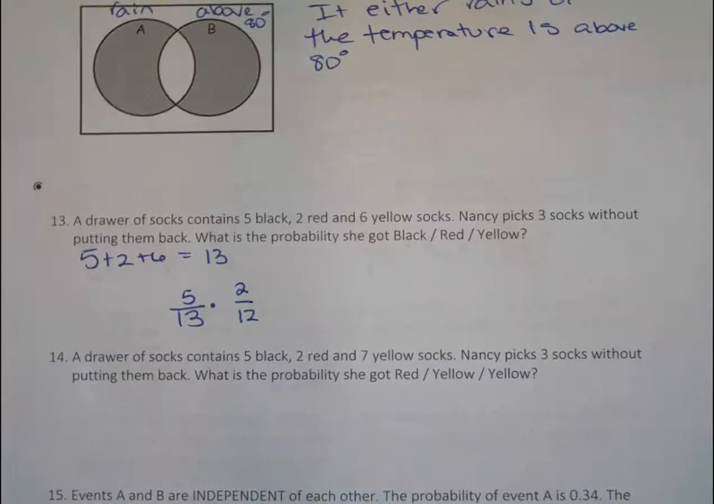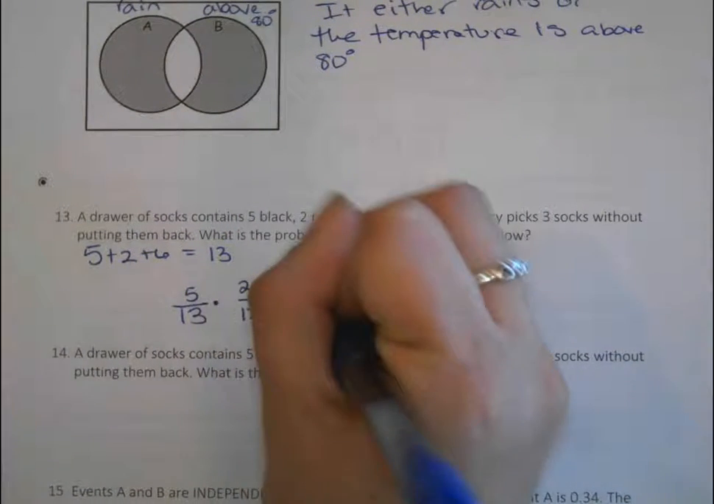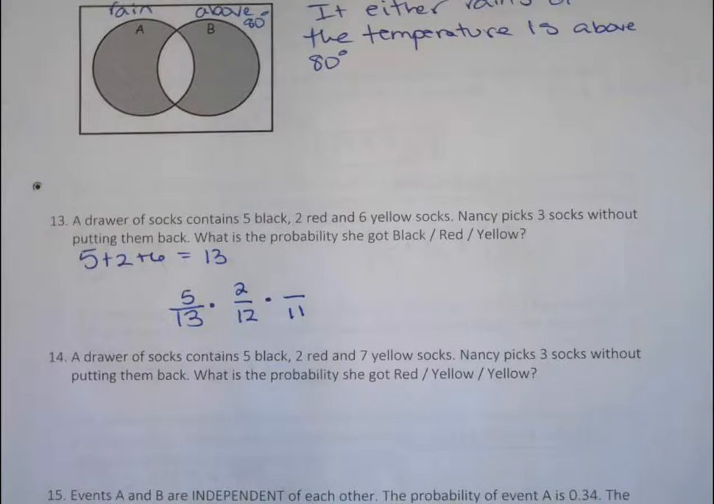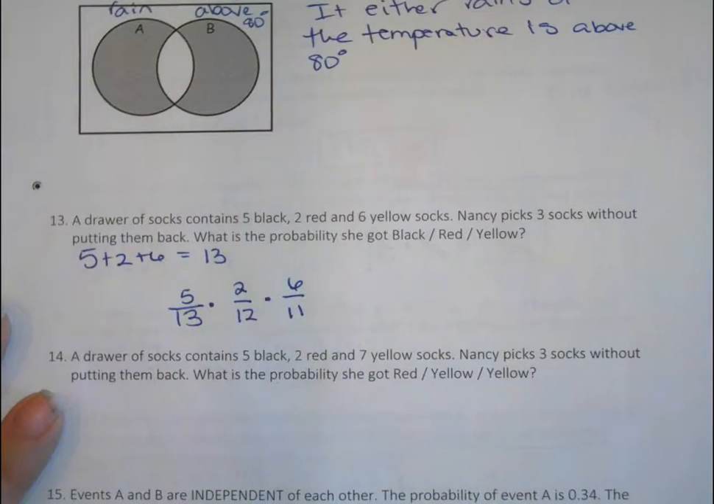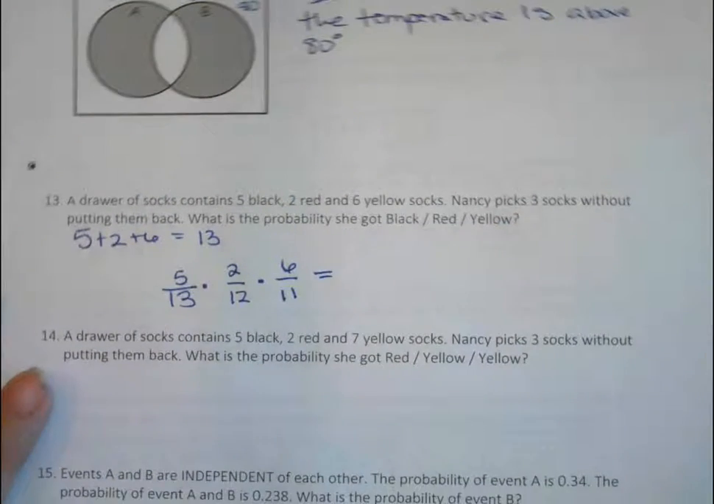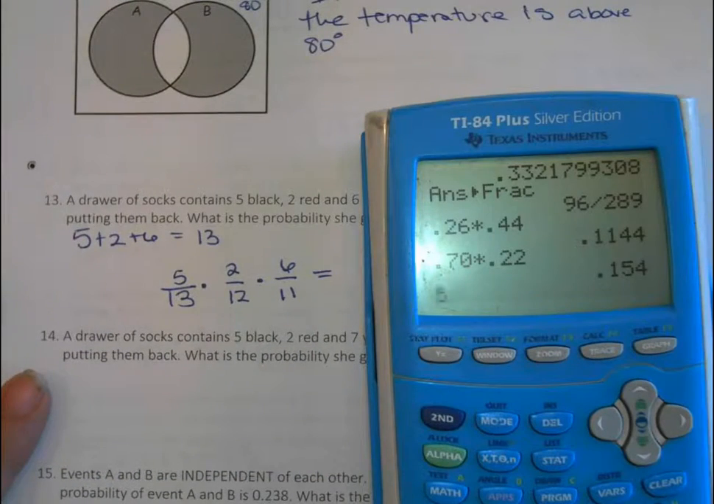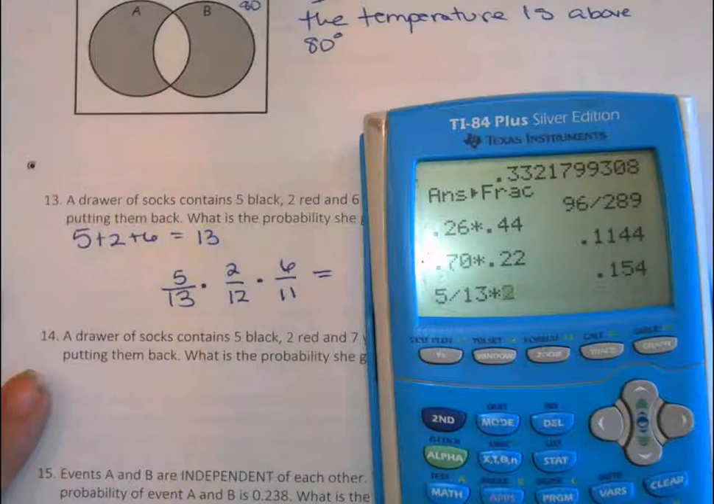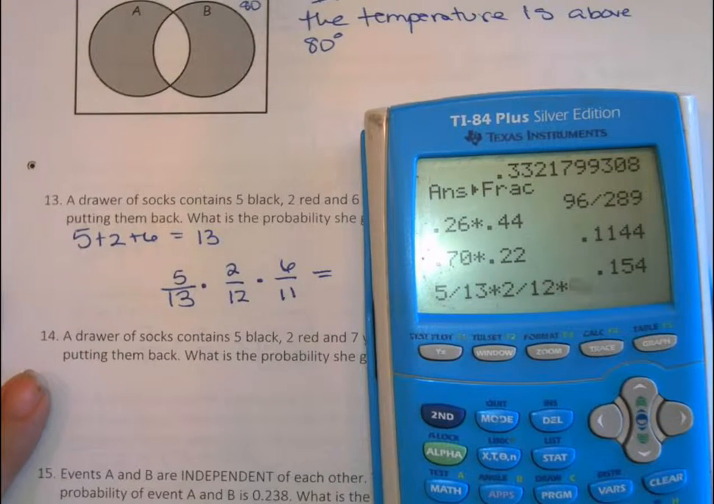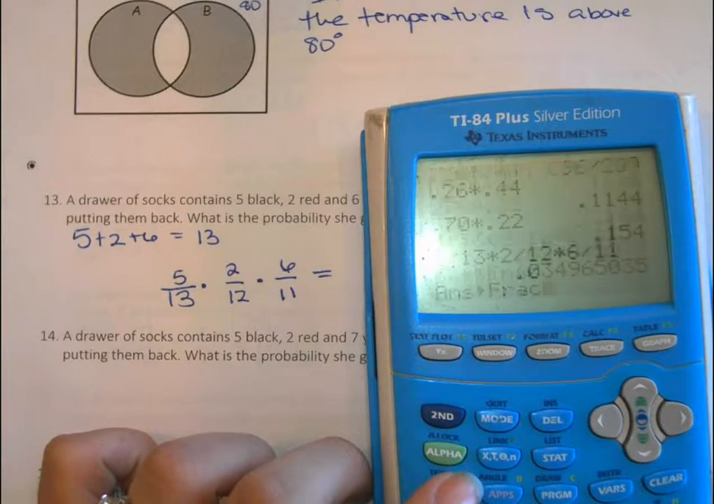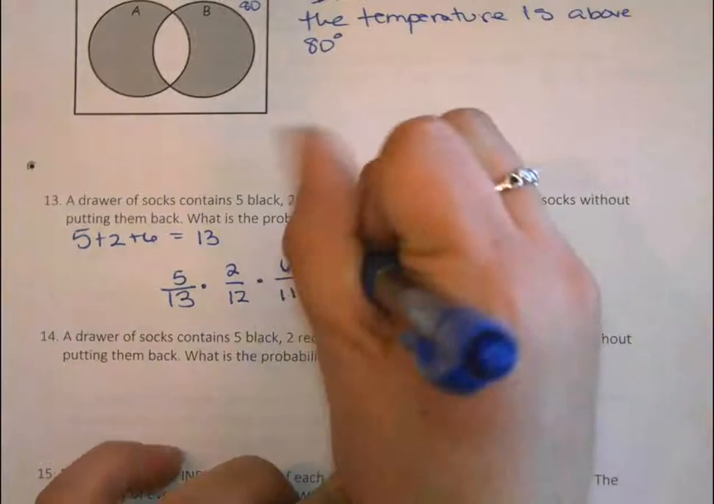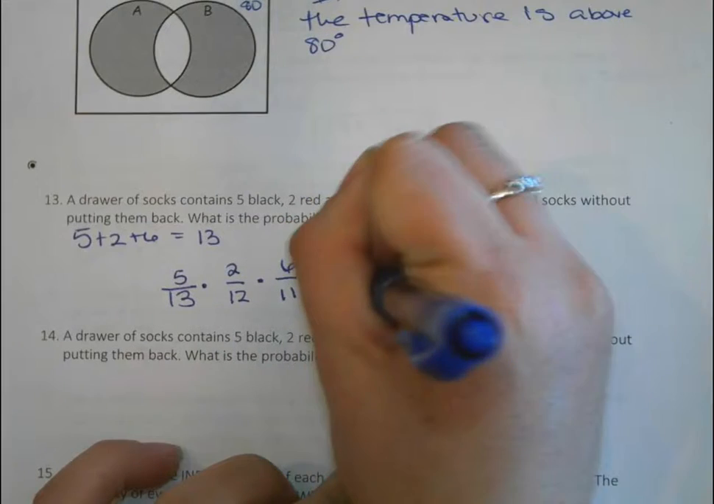Now I'm grabbing one. Same thing, when I move on to the third sock, I have 11 socks left in the drawer. And I'm still hoping for a pair. I'm hoping for black or red. Unfortunately, I get yellow, so there's still 6 of those in this drawer. So just like before, when I had my fractions, I'm going to take these 3 now and multiply them together. So I have 5 divided by 13 times 2 divided by 12 times 6 divided by 11. I go math, fraction, and it gives me 5 over 143.